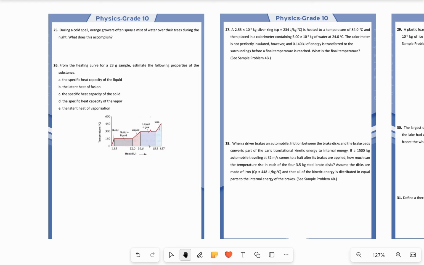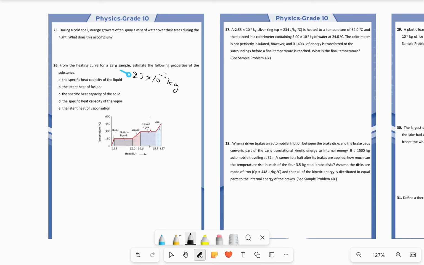26. From the heating curve for a 23 gram sample, estimate the following properties of the substance. A, the specific heat capacity of the liquid. So first of all we have mass, which is equal to 23 gram. Let's change that to kilogram. It's going to be 23 times 10 to the power of minus 3 kilogram. This is our mass. We will be using that throughout solving the question.